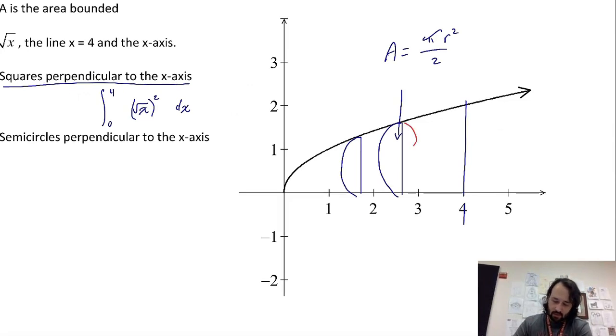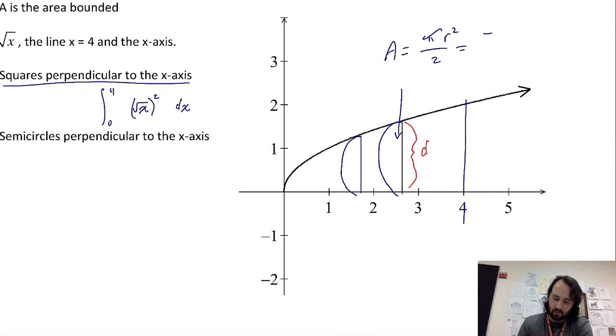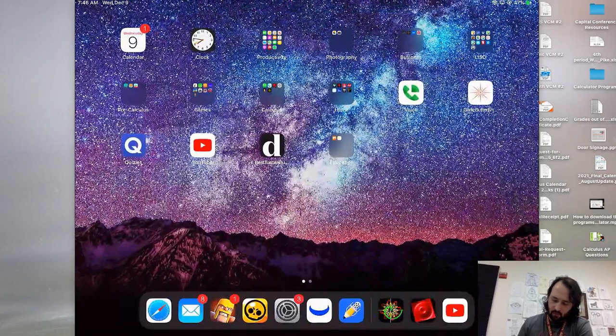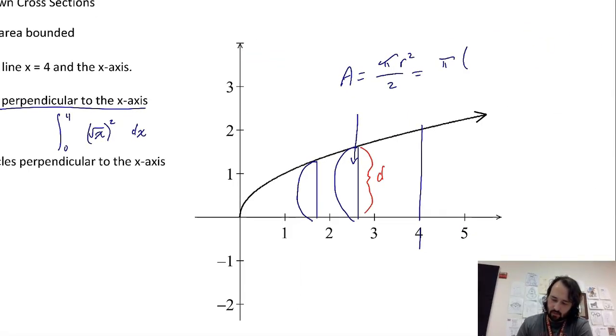And since this part is my entire diameter, I need to take 1/2 of that square root of x. So the area of this would be pi, my radius would be square root of x over 2, squared, divided by 2. Right, so that's what my radius is. The radius is root x divided by 2. It's half of that height.